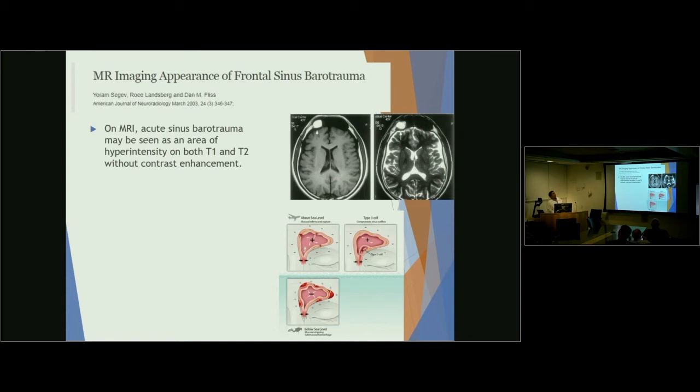So what other lesions can basically present with hyperintensity both on T1 and T2? Maybe one of the residents. What I'm trying to get to is actually this is one of your differential diagnoses when you see a hyperintense thickening or opacity both on T1 and T2. Mucocele. Mm-hmm. Mucocele. That's exactly right.